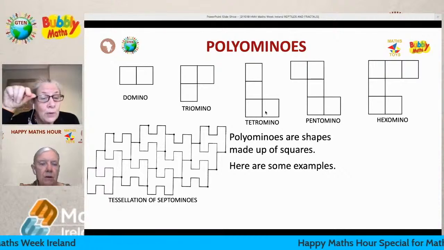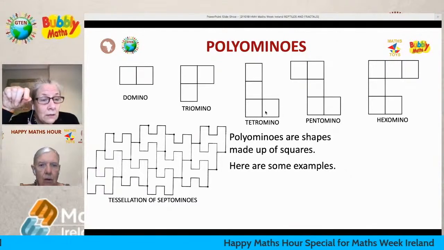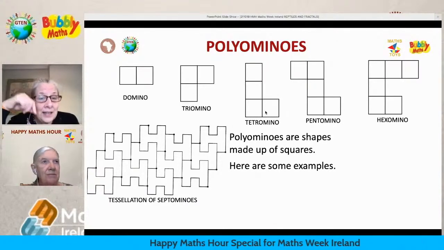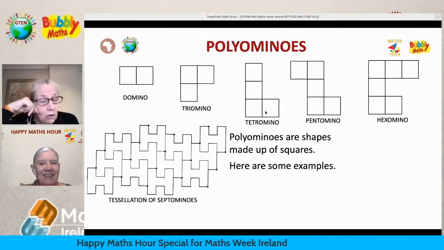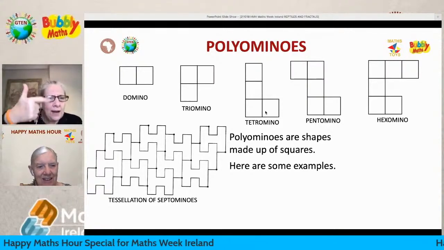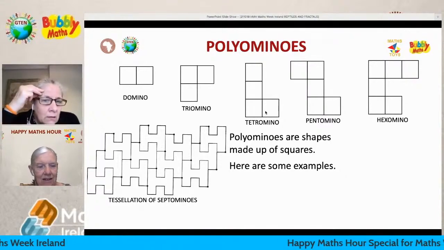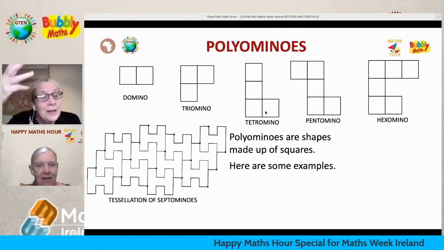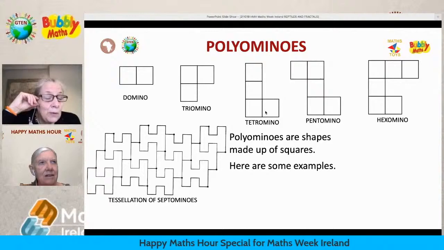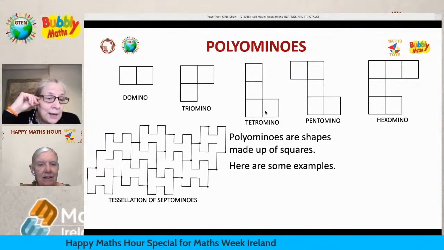The tetromino, you can do a couple more ways. You can make a tetromino a square or a T-shape, an L or a whole line. So that's a square, a T-shape, an L, a straight line. Oh, could it be zigzag as well? Oh, that's the game Tetris, isn't it? It's all the possible shapes in the Tetris game.